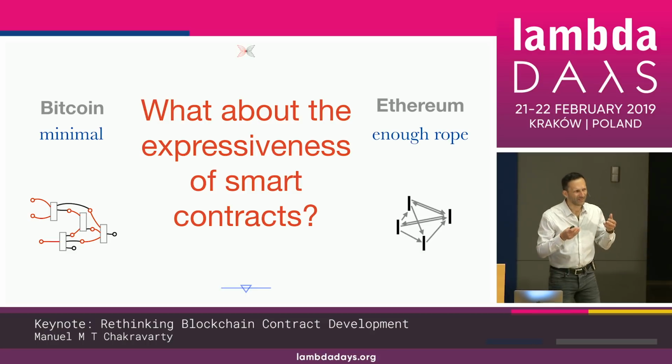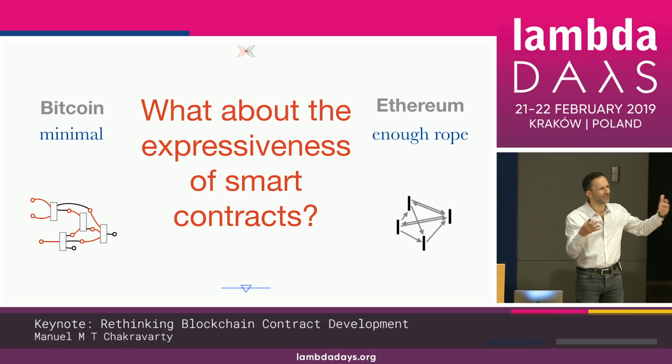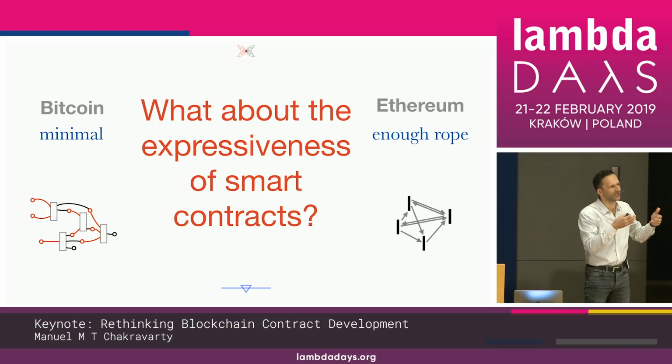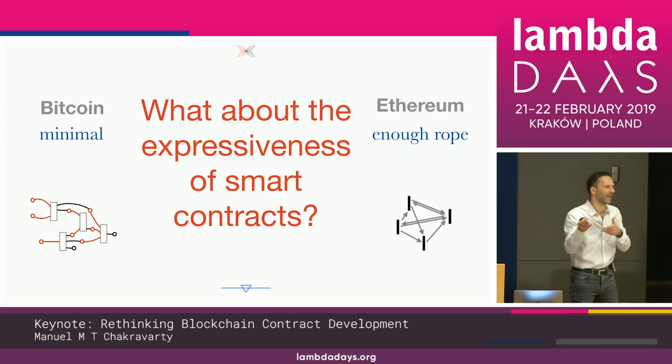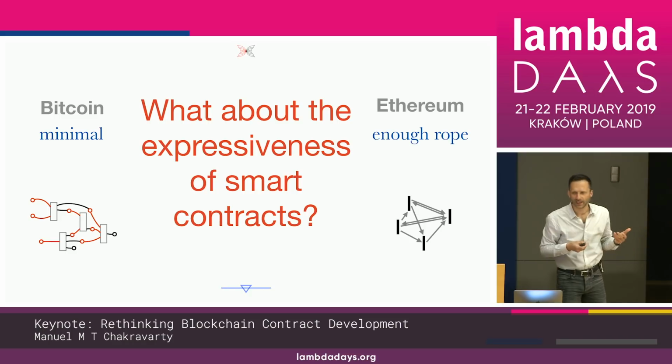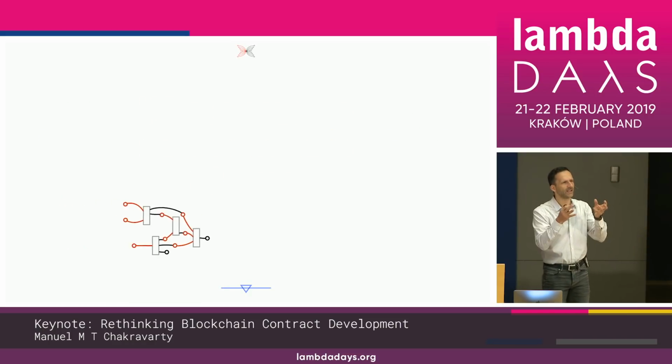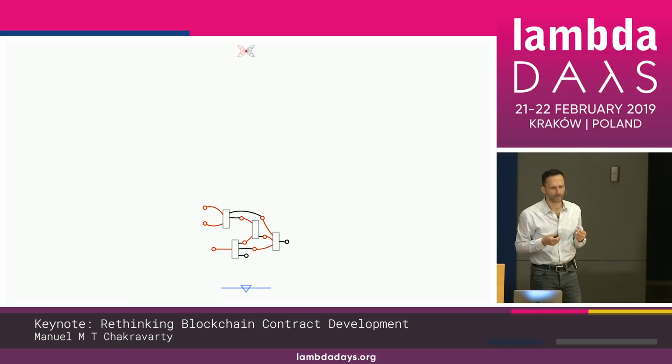So, is it inherent? Is it just that this data flow graph, you just can't script it in a very expressive way? That's good because you don't get fewer exploits, but it's bad because you can't do much with it. Or can we somehow get the best of both worlds?